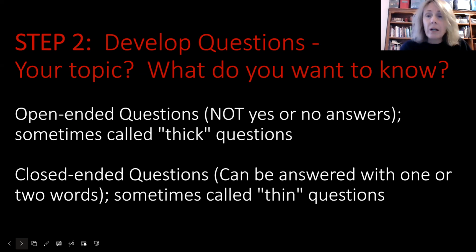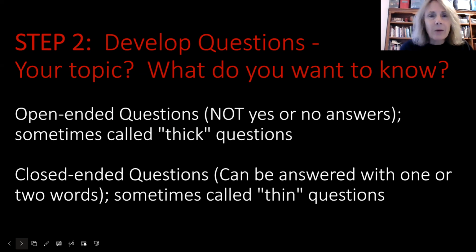And we've talked about this already, but just to review it, you can have what we call open ended questions, which are sometimes referred to as thick questions, and questions that you cannot answer with a yes or a no. Questions where you actually have to do a lot of reading and do a lot of inferring of information to answer your questions. Then there are your closed ended questions, questions that can be answered pretty much with 1 or 2 words. Sometimes these are called thin questions.